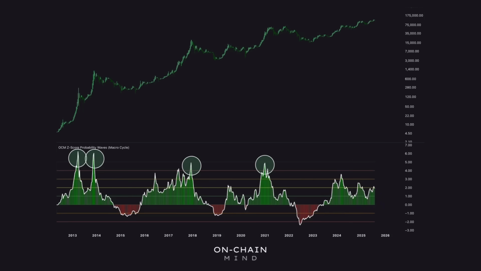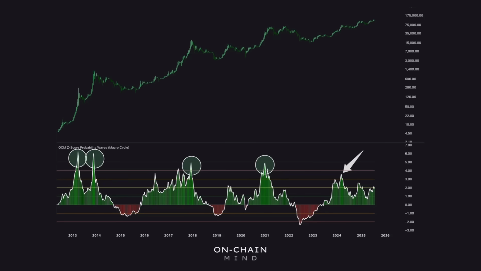So far this cycle, we've breached the +3 sigma level during the ETF rally, which captured a lot of price movement and upside momentum. And sure enough, we saw a mean reversion not long after that. But so far, we haven't reached the highest deviation zones yet.